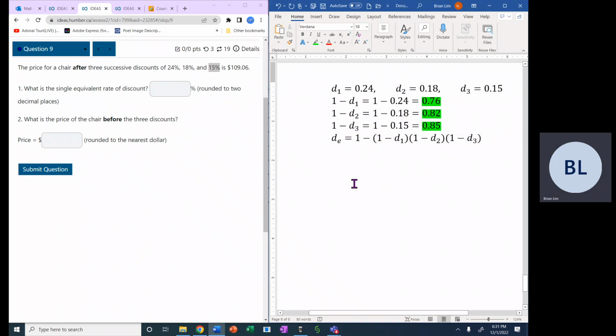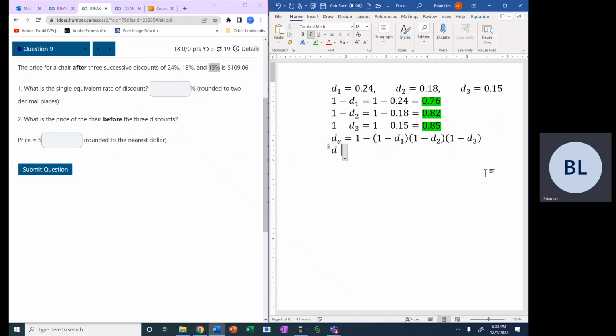Now, in order to calculate the single equivalent rate of discount, we have to find 1 minus D1, 1 minus D2, and 1 minus D3. So this is what is done here. 1 minus D1 is 1 minus 0.24, which gives us 0.76. 1 minus D2 is 1 minus 0.18, which gives us 0.82. And 1 minus D3 is 1 minus 0.15, which gives us 0.85. So now we can calculate the single equivalent rate of discount.